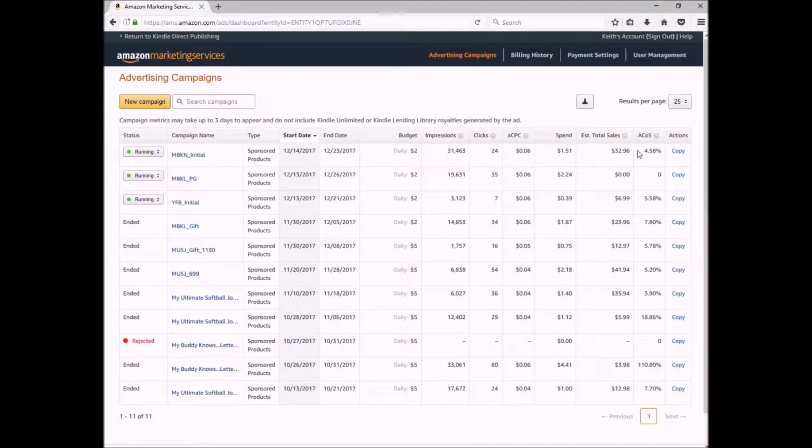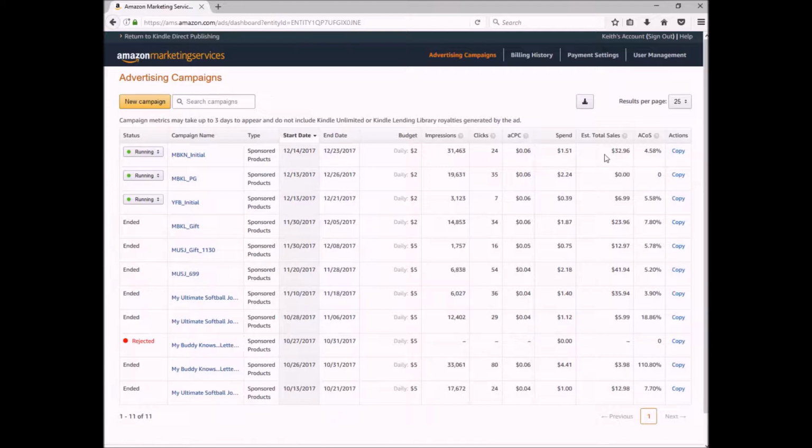And this is probably your most important column, your ACoS. This you hover over and it'll tell you is your advertising cost of sales. It's the amount you've spent divided by your total sales. This column right here will tell you whether or not your campaign was profitable or not.